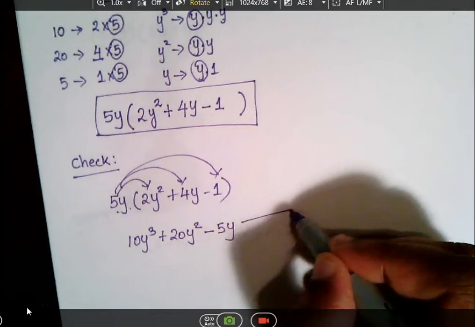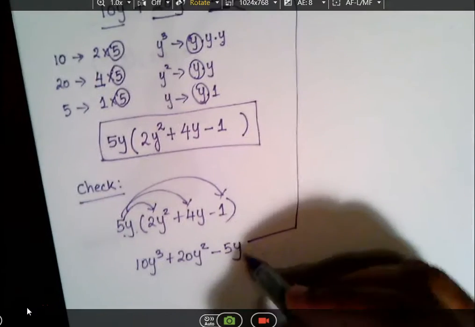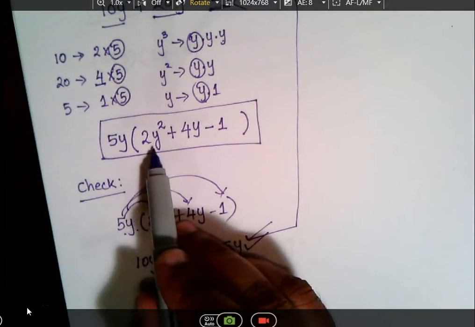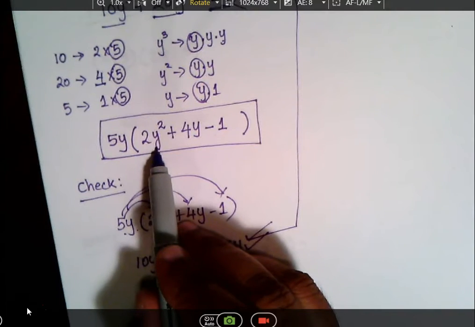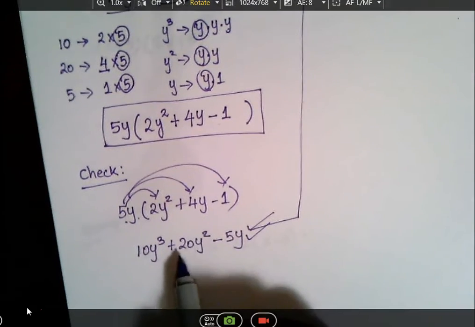So I got back my original problem. So my factoring is correct. So this is my answer. I'm checking and verifying whether my answer is correct by doing this step.